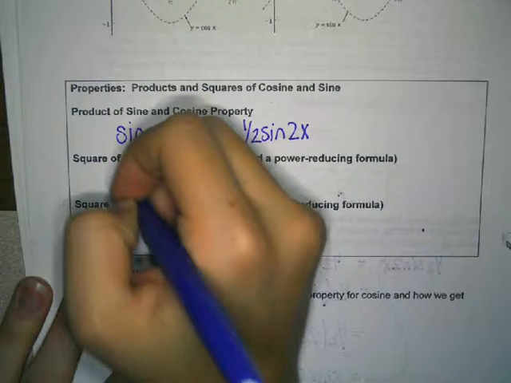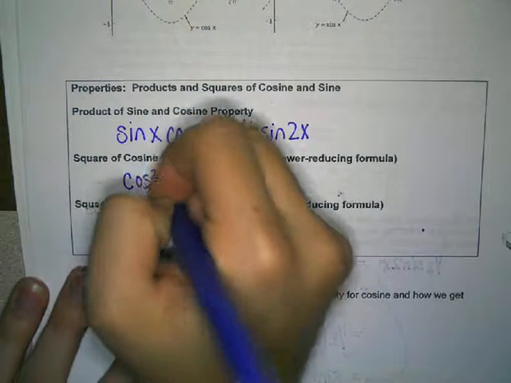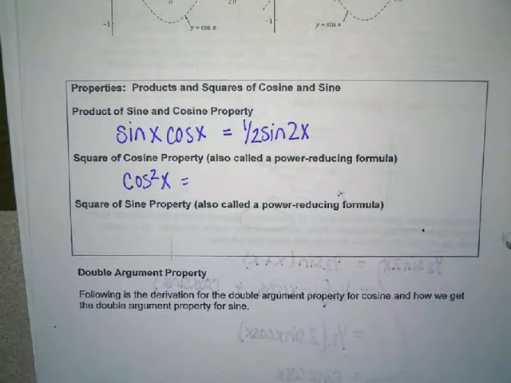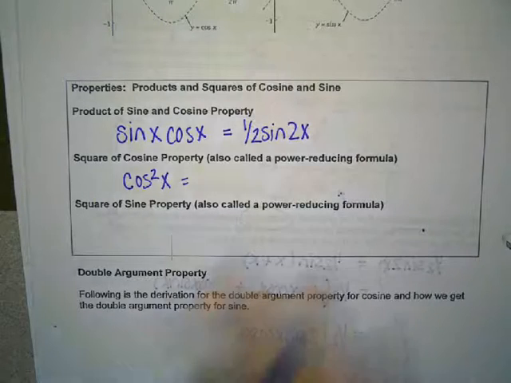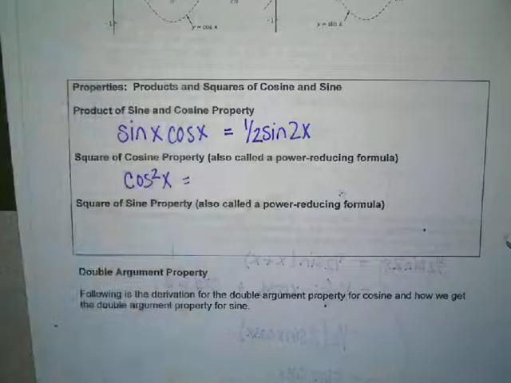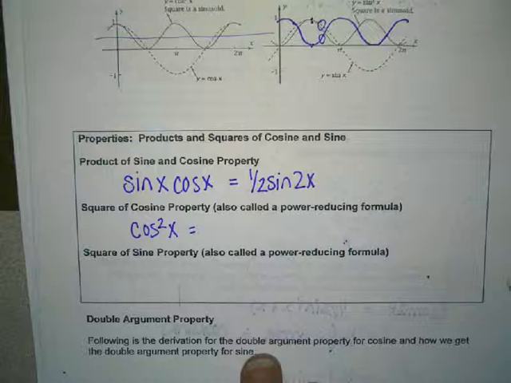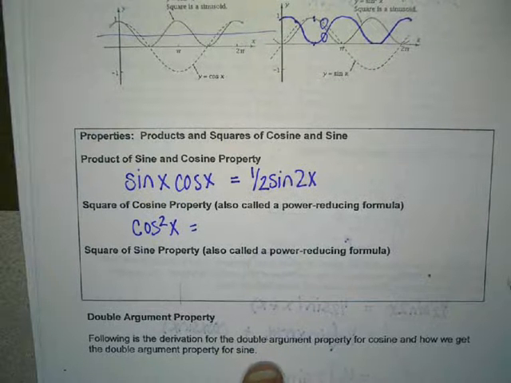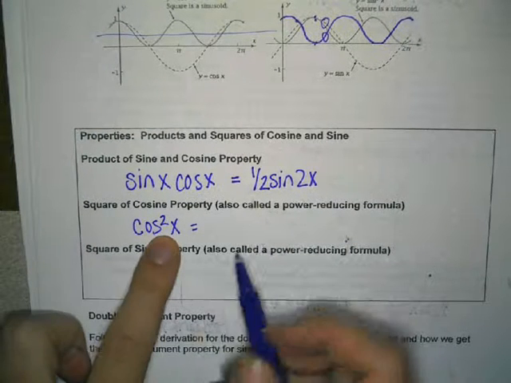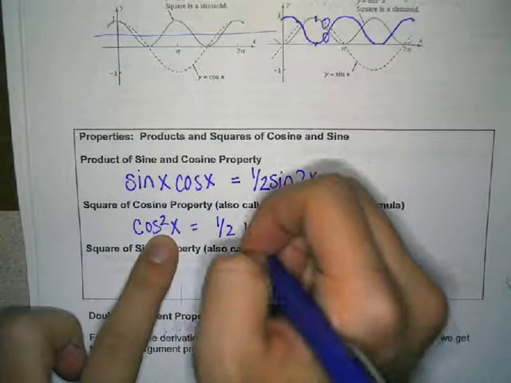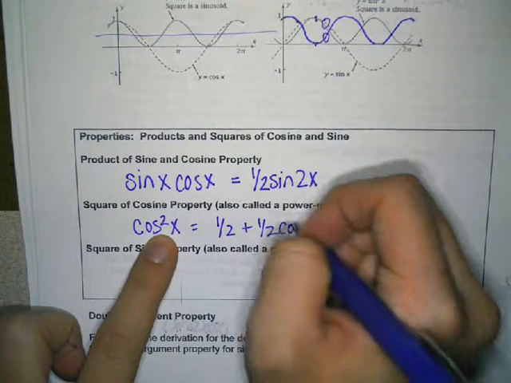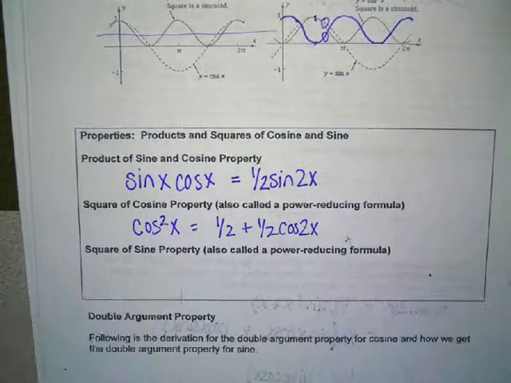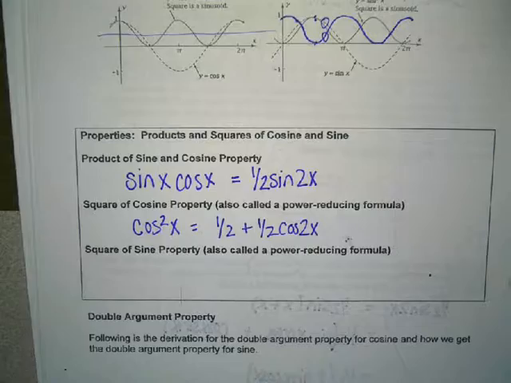We can also write cosine squared x not only as 1 minus sine squared, but because it looks like it's half the amplitude and the sinusoidal axis is 1/2, you can rewrite that as 1/2 plus 1/2 cosine 2x. So not only is cosine squared equal to 1 minus sine squared, but now it's also equal to this, which sometimes might be more useful than the other.